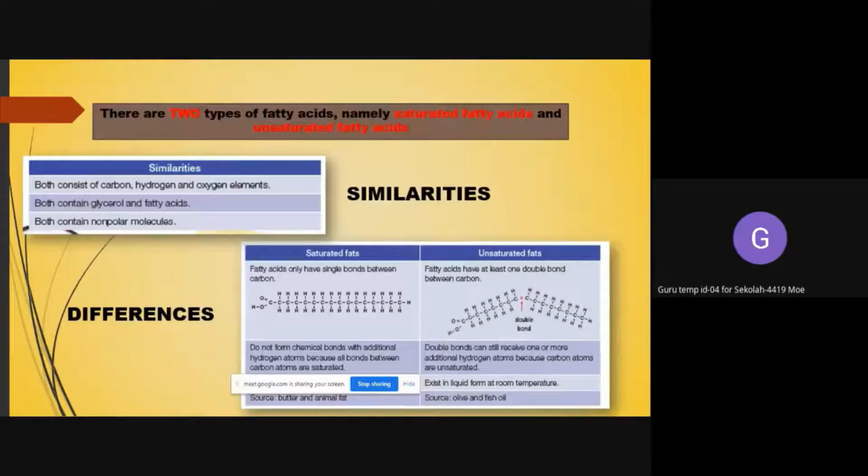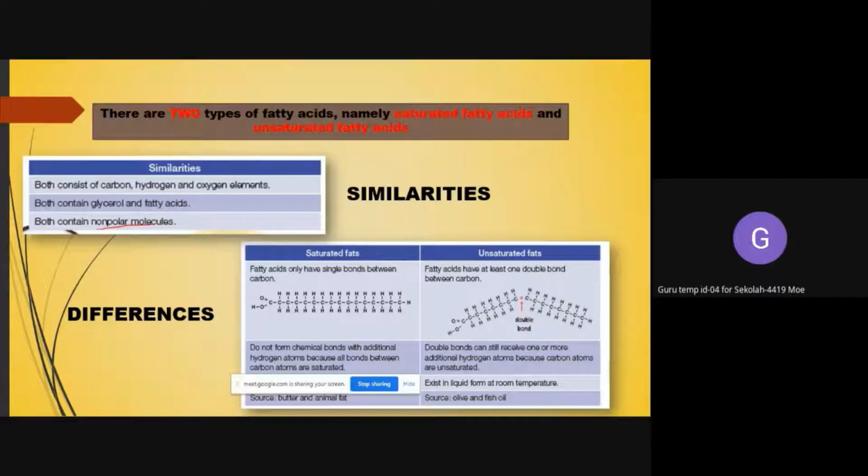So there are two types of fatty acids, namely saturated fatty acids and unsaturated fatty acid. Kita tengok dulu dia punya persamaan, similarities. Both consist of carbon, hydrogen and oxygen elements. Both contain glycerol and fatty acids. And both contain non-polar molecules. Itu dia punya persamaan, dia punya similarities.